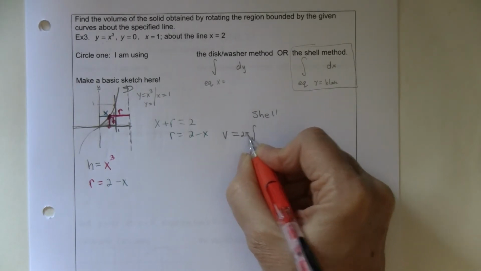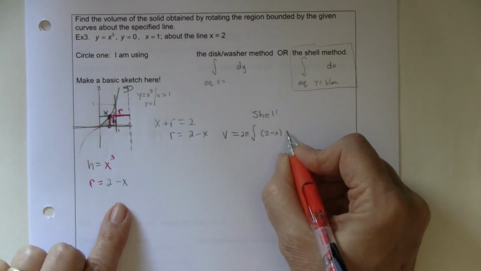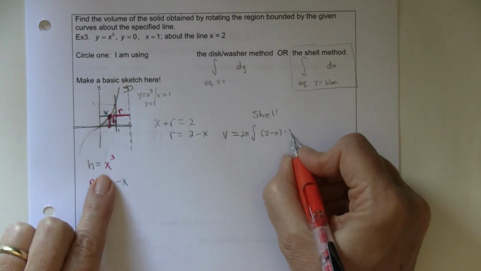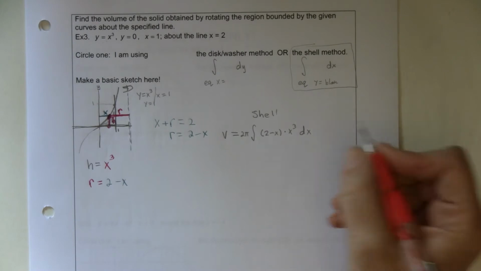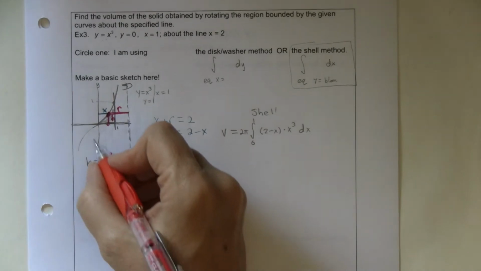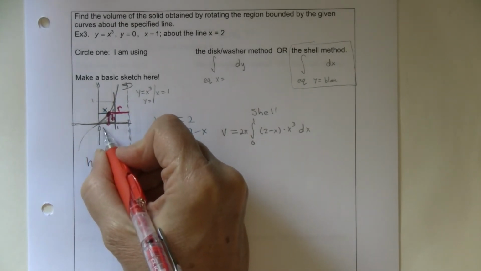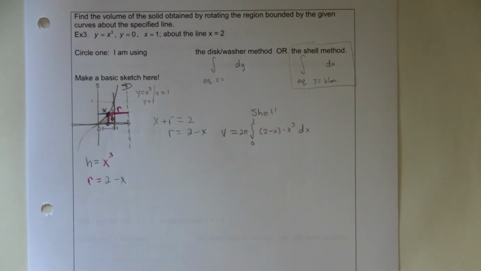So I'll put the 2 pi in the front. R, which is 2 minus x, and then times h, which is x to the third, dx. And then I just have to get my bounds on there. We said they were 0 to 1, so boom, 0 to 1, and then I'm done. Here are my bounds right there, 0 to 1, in terms of x. And so then if I wanted to solve this, I would multiply this together and solve, right? So that's how you would set it up as a shell.